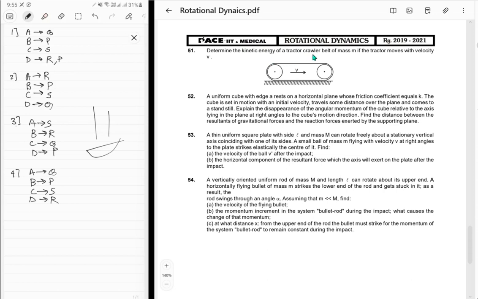Oh, hey, I've seen this question once. Kinetic energy of a tractor crawler belt of mass m if the tractor moves with velocity v. So you have to break it into four sections. You got the upper section moving with velocity 2v, the lower section moving with velocity 0, and then these two belts which are moving with variable velocity, so you can combine these two to form a single circular belt, which is basically just doing pure rolling. And then find out the energy of that thing, which you can do, of course. So this is awesome. I can do this for sure.